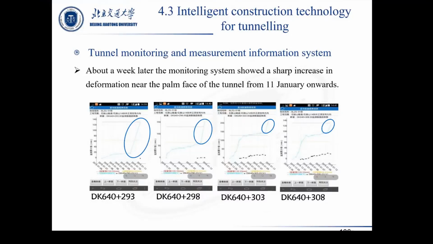About a week later the monitoring system saw a sharp increase in deformation near the tunnel face.